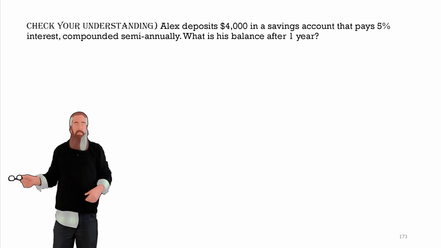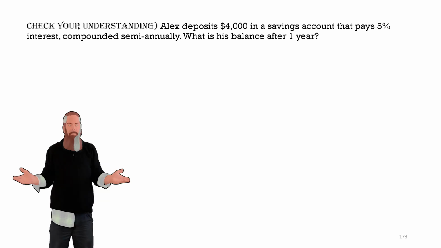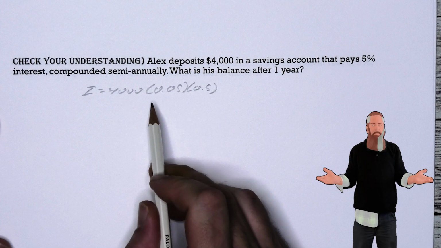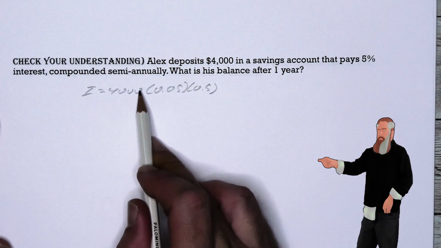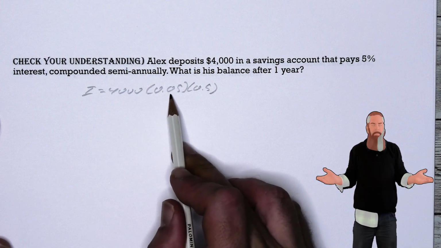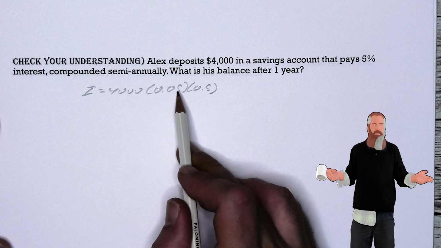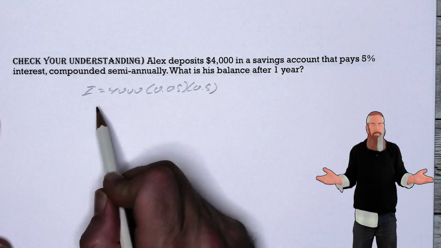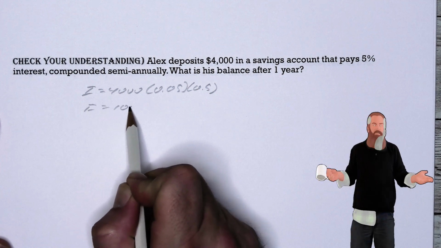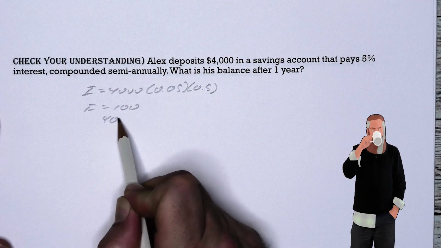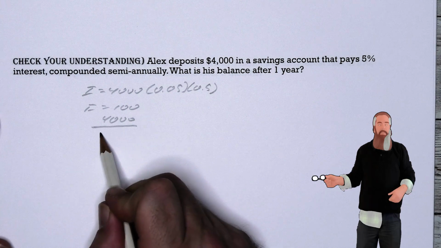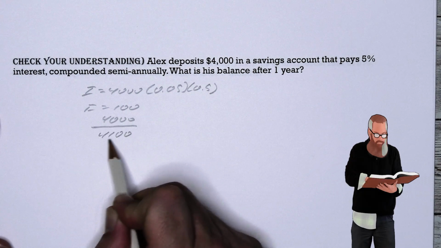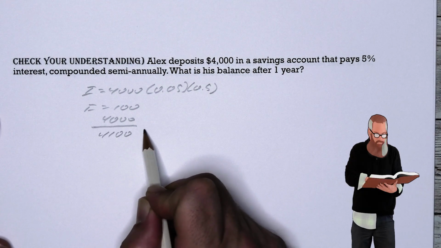Let's check our understanding and look at Alex, who deposits $4,000 in a savings account that pays 5% interest compound semi-annually. What is the balance after 1 year? So we set up our simple interest formula with 4,000 as the P, 0.05 as the 5% interest, and 0.5 as 6 months for semi-annually. This means for interest earned, there will be $100. Adding to that the original $4,000 that was in the account, we get $4,100 at the end of 6 months.